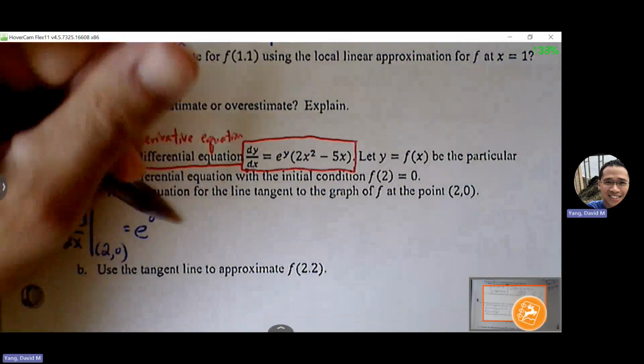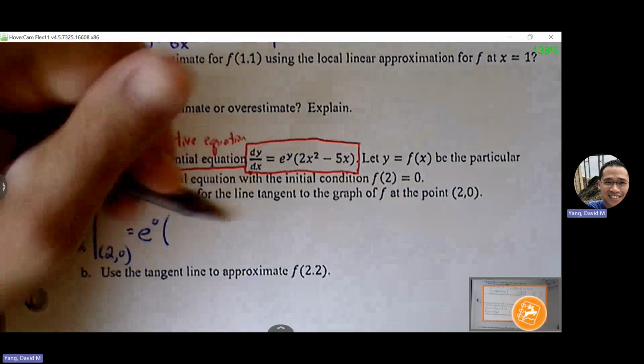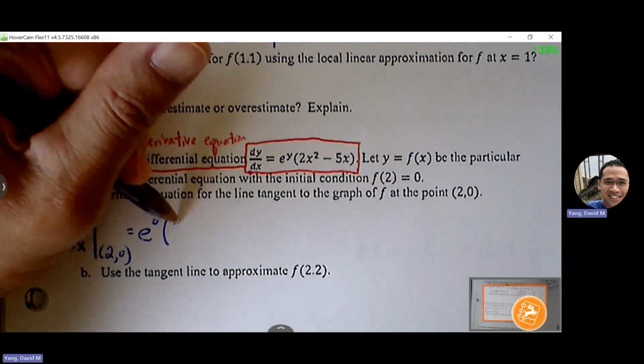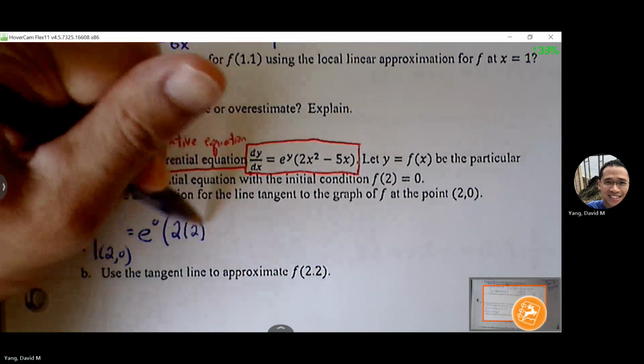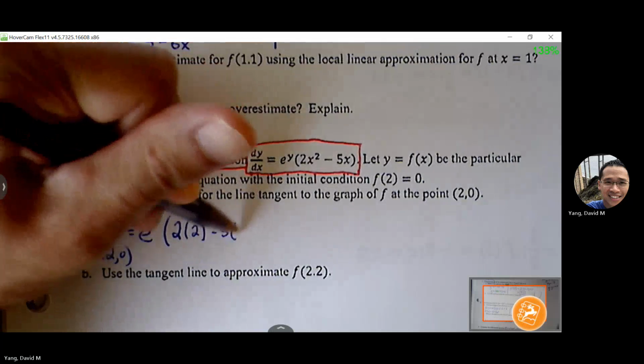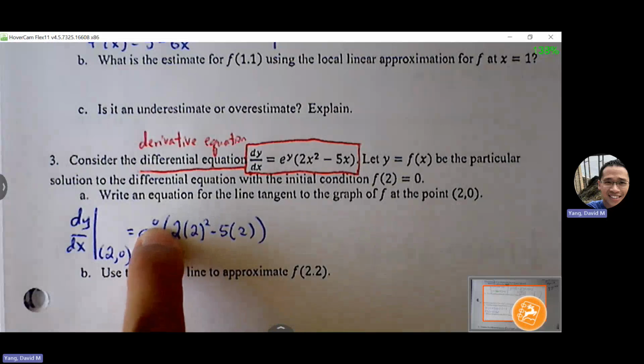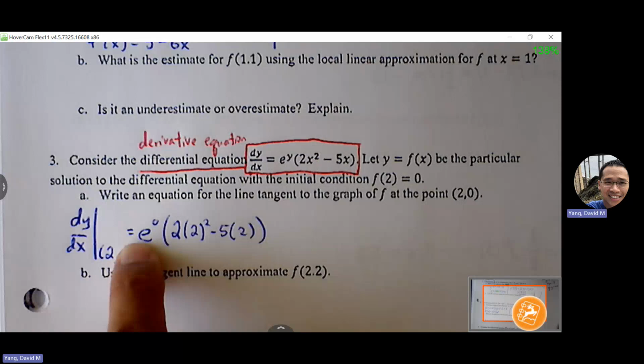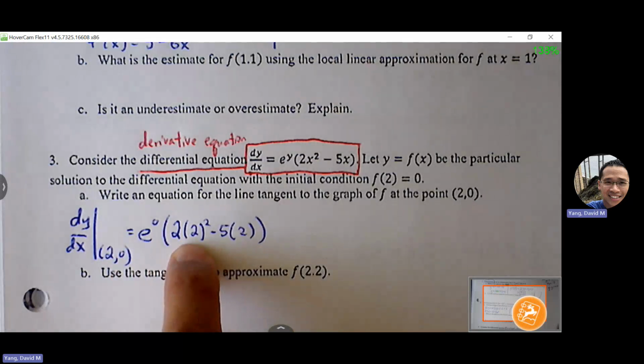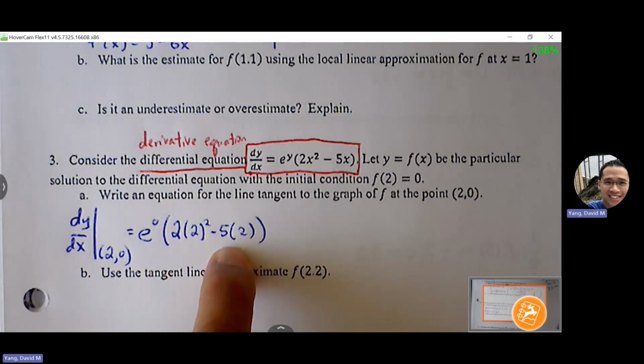Okay, I know we were taught a little bit about exponentials in the beginning, but you guys remember e to the 0, or basically anything raised to the 0 power is what? 1. Yeah. So that's just not going to matter to us here. So 2 times 4 is 8. 8 minus 10 is -2.